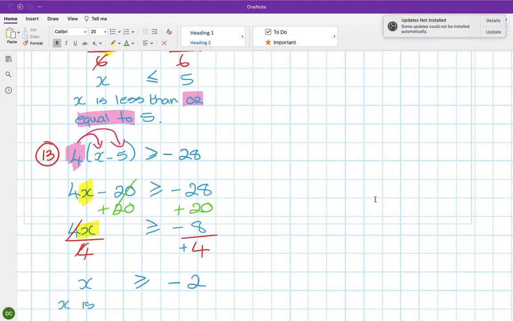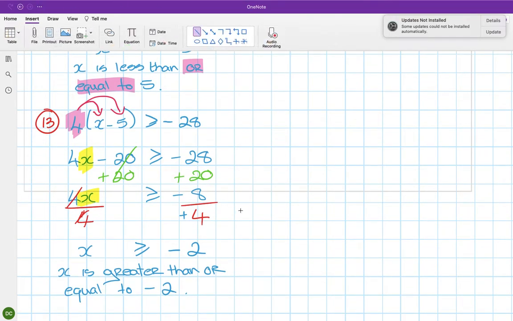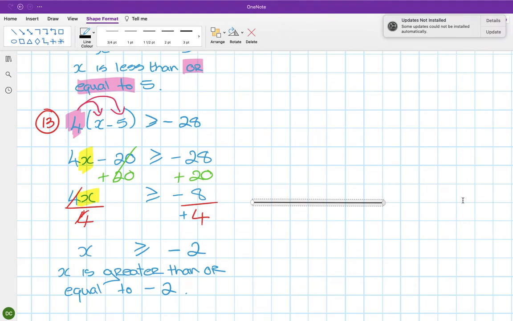So x is greater than or equal to minus 2. Okay, sorry. So greater than or equal to minus 2. So we're going to be getting greater than minus 2, which means minus 2 needs to be the smallest number in this number line. So that means it goes on the left. So I'm going to put my minus 2 over here, and I'm going to get bigger than minus 2, which is minus 1, 0, 1, 2, 3, 4, and 5.